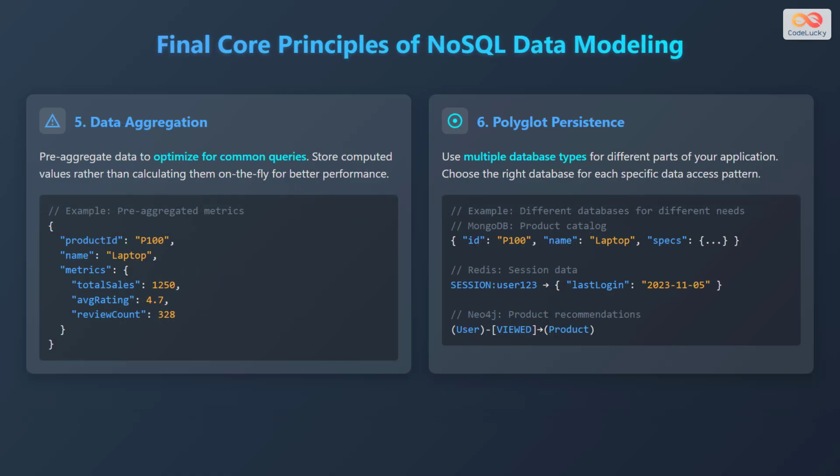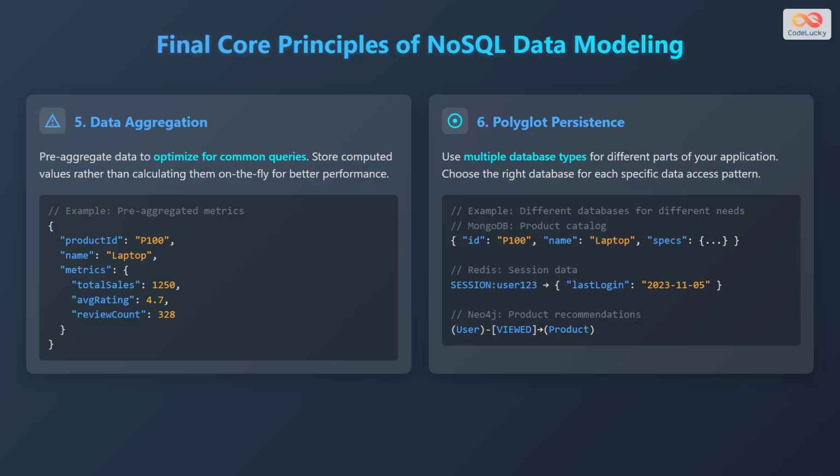Let's explore the final core principles of NoSQL data modeling. Data aggregation. Pre-aggregate data to optimize for common queries. Store computed values rather than calculating them on the fly for better performance. For example, consider pre-aggregated metrics such as the total sales, average rating, and review count stored directly within a product document. This allows for quick retrieval of these metrics without needing to calculate them each time.